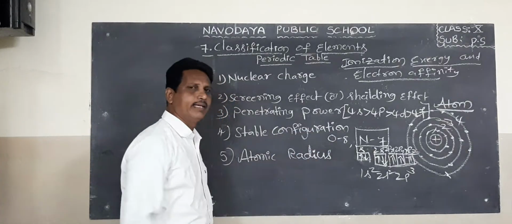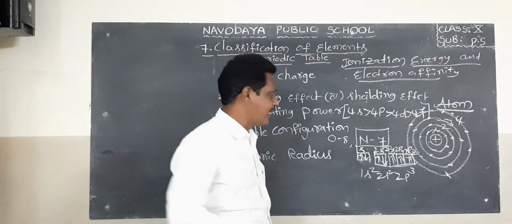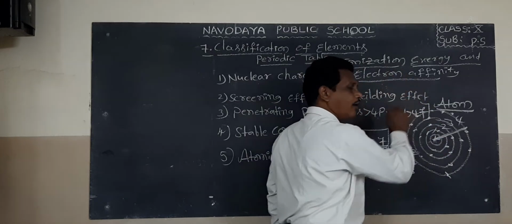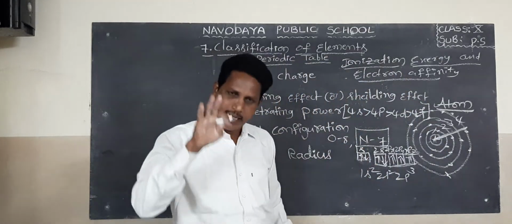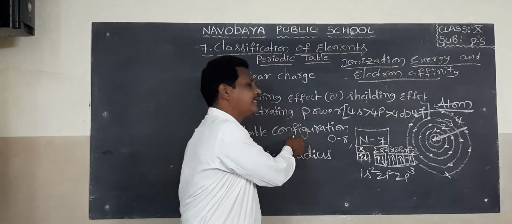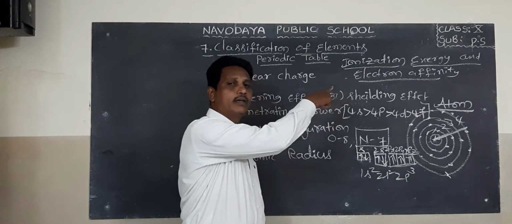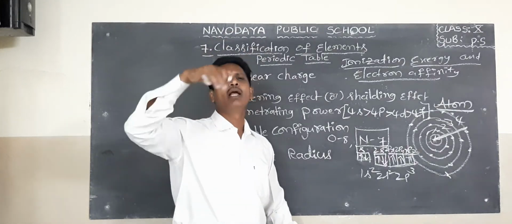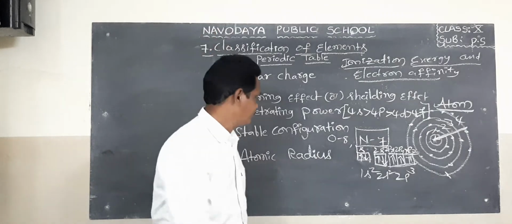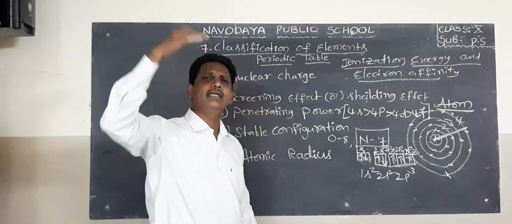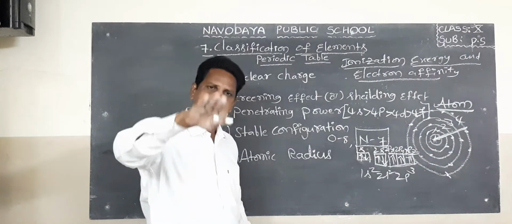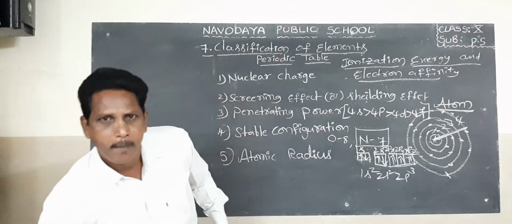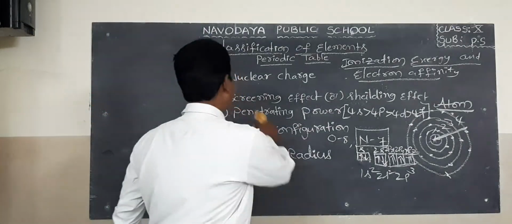Next one, atomic radius. If atomic radius increases, ionization energy and electron affinity decrease. If stable configuration increases, ionization energy and electron affinity also increase. Okay students, next one, metals and non-metals.